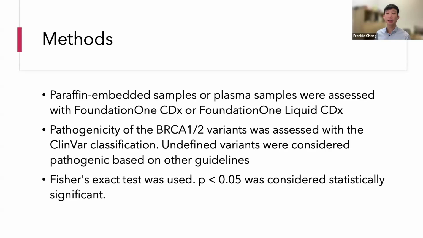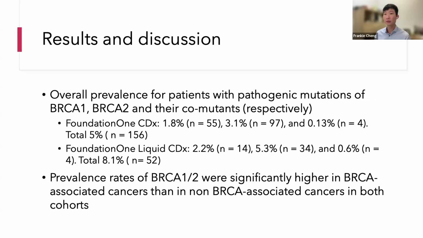So paraffin embedded samples or liquid samples were assessed with the Foundation-1 assay, and the pathogenicity of the BRCA1 or 2 variants was assessed with the ClinVar classification. So let's look at the prevalence of BRCA1 and 2 mutation.